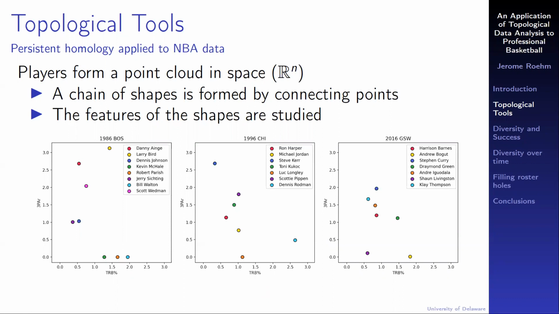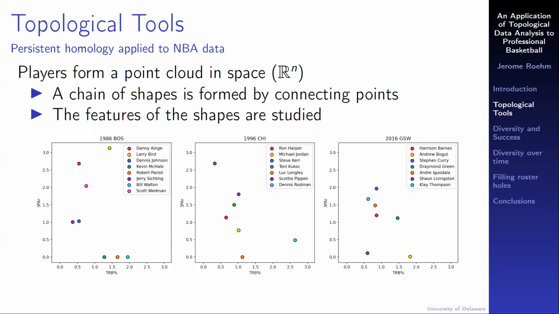We begin by assigning players points in space and studying the point cloud that they form. Here, I show three examples in two-dimensional space: the 85-86 Boston Celtics, the 95-96 Chicago Bulls, and the 2015-2016 Golden State Warriors. These teams are considered some of the best of all time. The 1986 Celtics and 1996 Bulls won the NBA championship for those years, and the 2016 Warriors hold the best regular season record of all time, even though they lost in the finals that year.